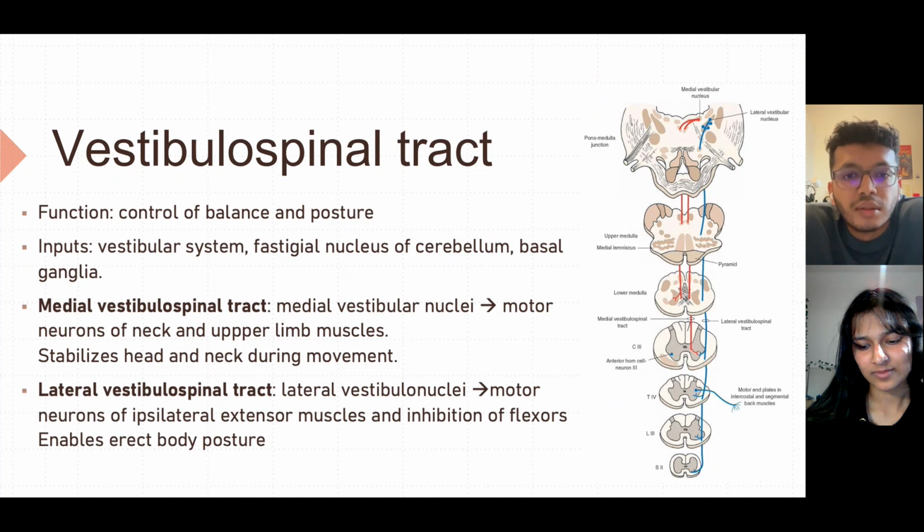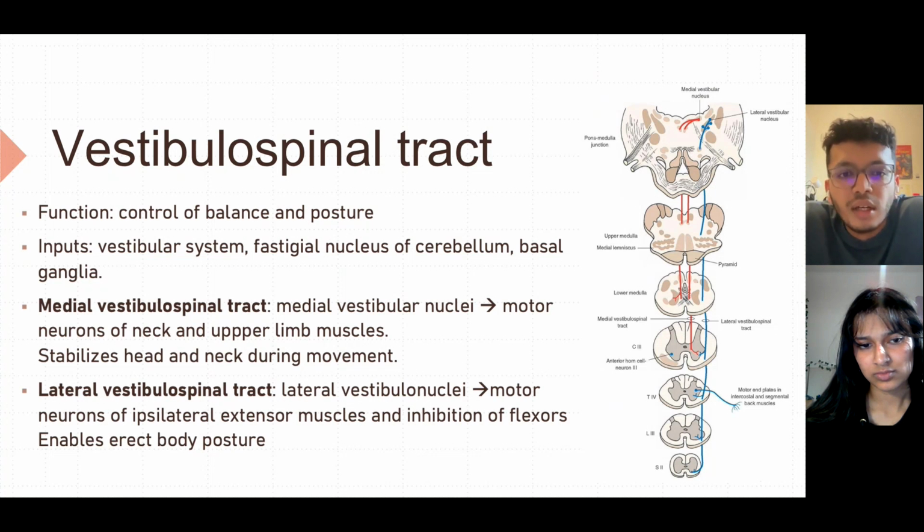So the medial tract, it's more medial, obviously, and it goes to motor neurons of your neck and upper limbs. So it stabilizes your head and neck during movements. So even when you're, say, playing football or whatever, your head and neck need to be stable. Or if you're looking at something, you need to fix your gaze even though you're moving. So there are examples like that of its function.